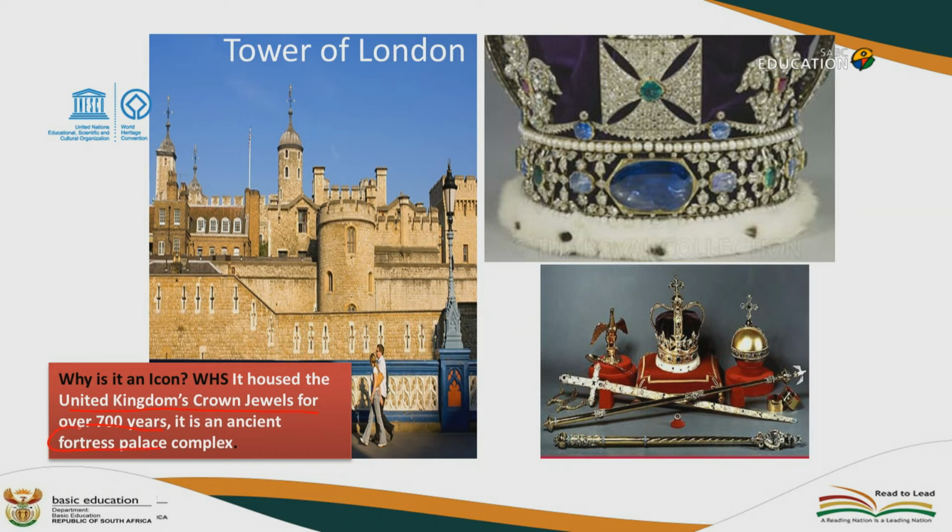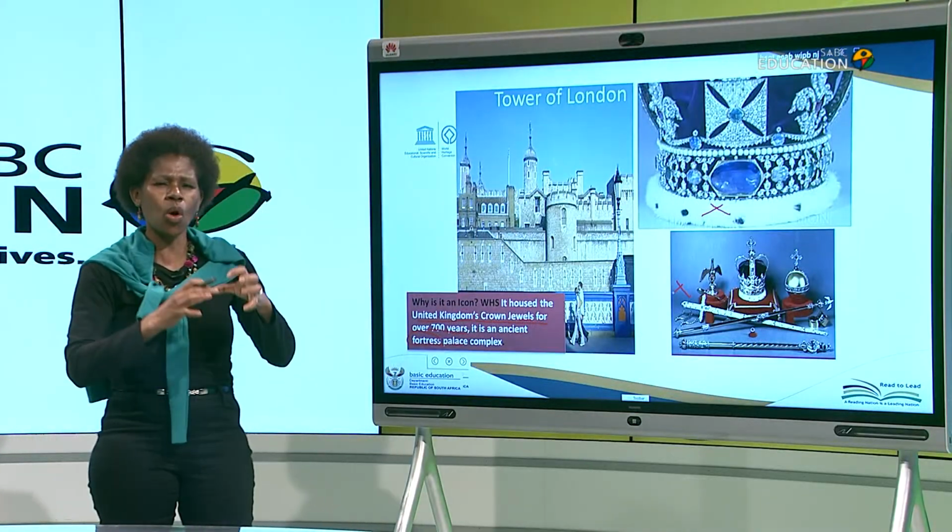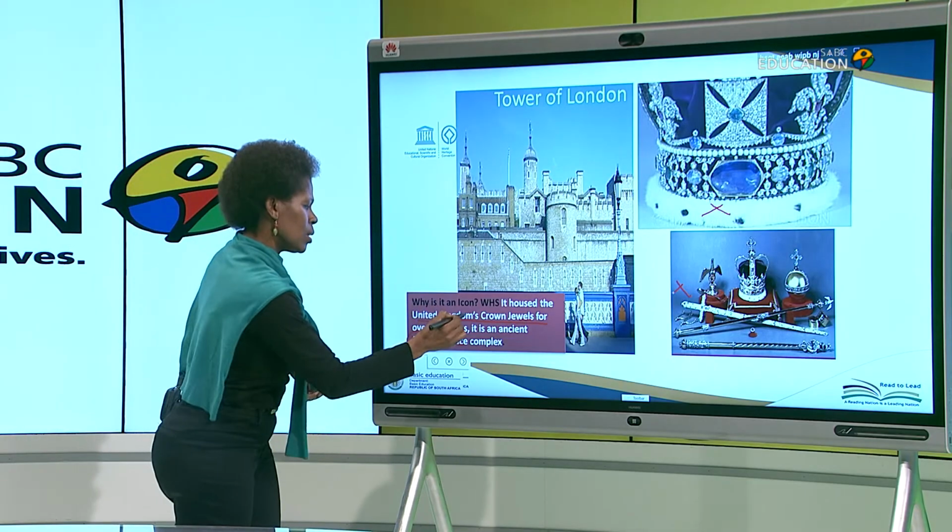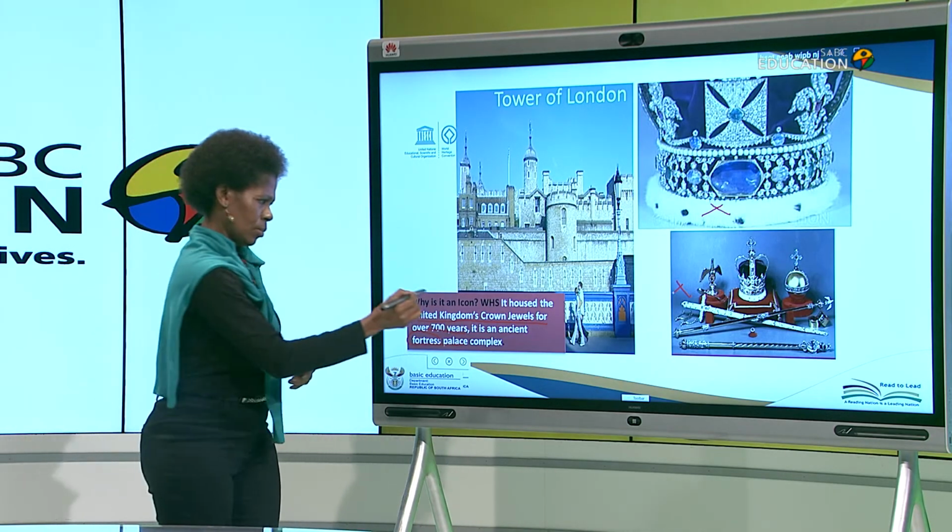Grade 12, visit your textbook and understand what we mean when we talk about a fortress, a palace complex where the queens were residing. This is an example of what we call the crown jewels that are in here. These are the things that are inside the Tower of London. When people visit, they want to see this crown, they want to see everything that belongs to the Queen and the United Kingdom people.